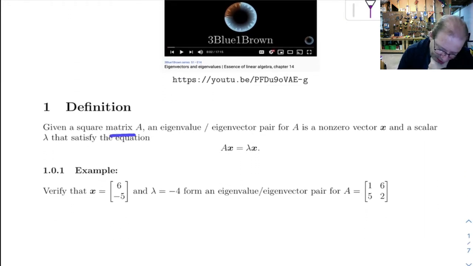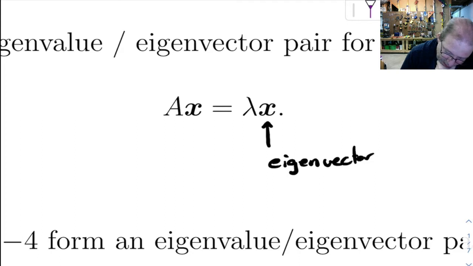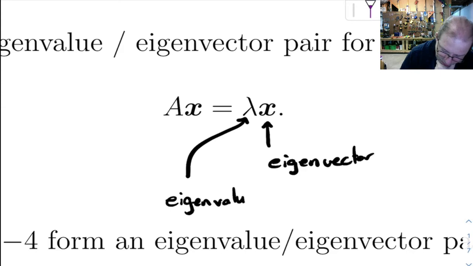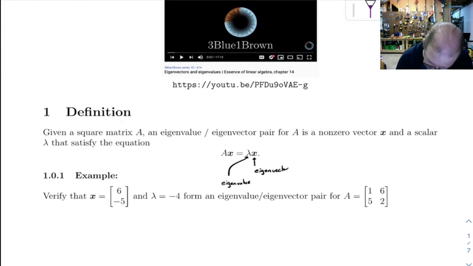Given a square matrix A, an eigenvalue-eigenvector pair is a non-zero vector x and a scalar lambda that satisfy this equation. So with this, x is the eigenvector, and lambda is the eigenvalue. Now a matrix usually has more than one eigenvalue, and each eigenvalue has some eigenvectors that go along with it. This says that if you multiply the matrix times the eigenvector, what you get is just a multiple of that vector.